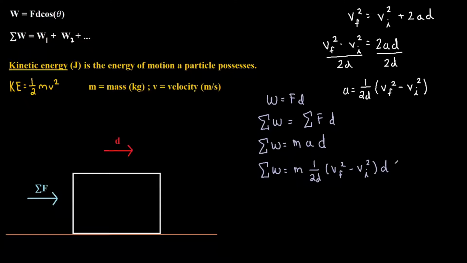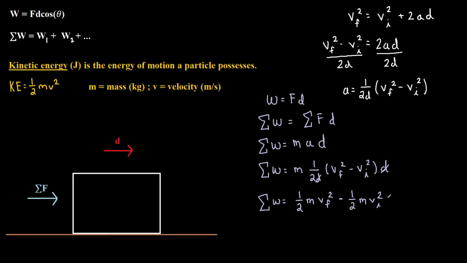And we see that the two displacement terms cancel each other out. Let's also distribute the 1/2 m to each of the terms. So we will get that the net work equals 1/2 times the mass times the final velocity squared minus 1/2 times the mass times the initial velocity squared.